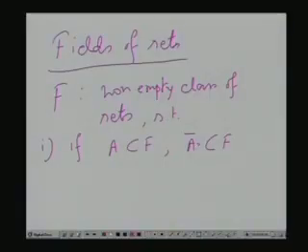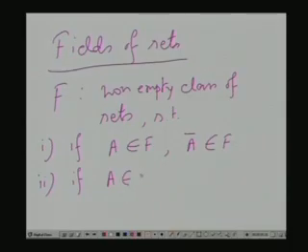Now I am constructing a field. If A is present in that field, A bar also must be present. And number 2 is, if A and B are in the field, then their union is too. This should actually be element, because these sets are now elements of the class. Class is what? A collection of sets. So each set is an element of the class. So it should be element, not subset.